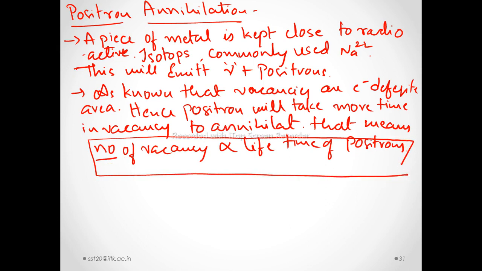Okay, so this is all about the methods that are used to measure the concentration of vacancies. Next, we are talking about the random walk theory, Einstein's Smoluchowski equations, etc.